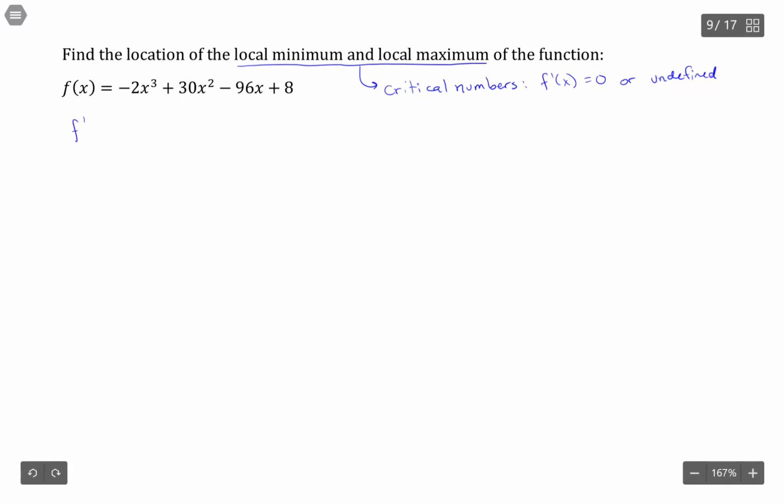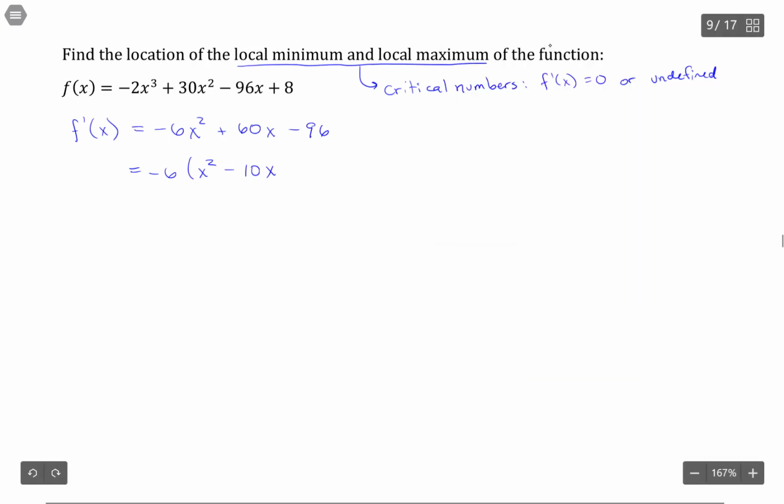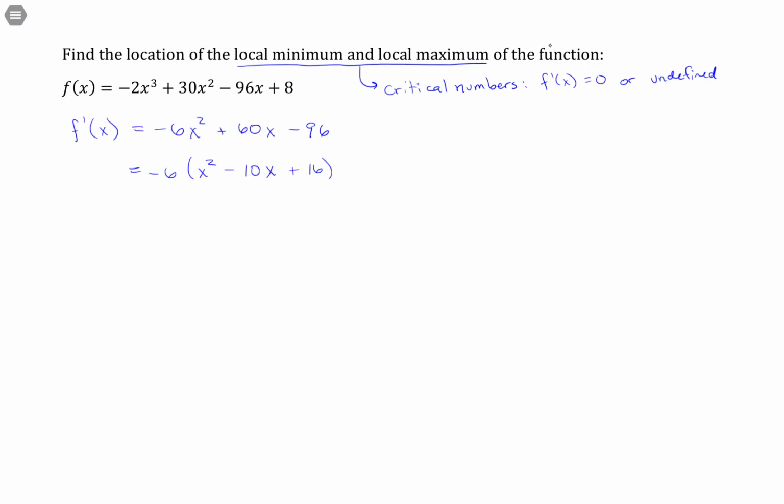To do that, we need to get the first derivative to begin with. So that will be negative 6x squared plus 60x minus 96. And I'm going to set this equal to 0 and factor. And it might make things a little bit easier. There's a common factor of negative 6, it looks like. So that would be negative 10x, and what would 96 be? 16. Great. All right, so then plus 16. Notice I changed the signs on everything because I factored out the negative 6.